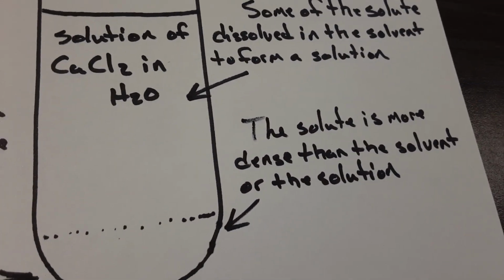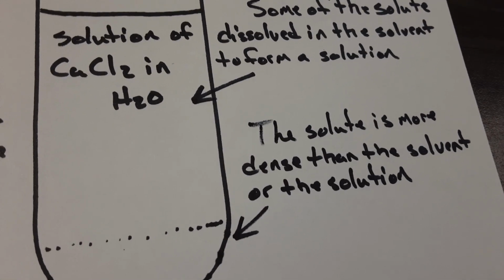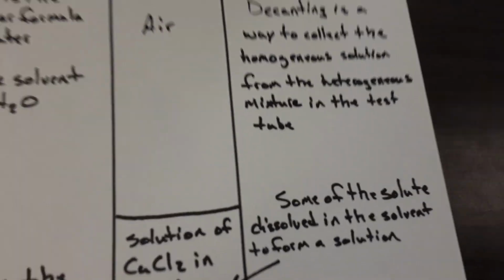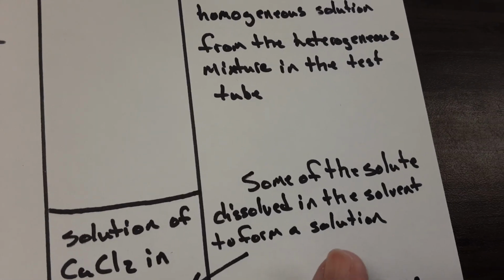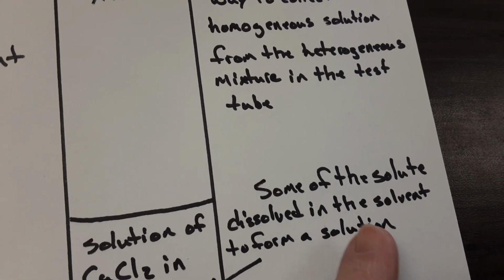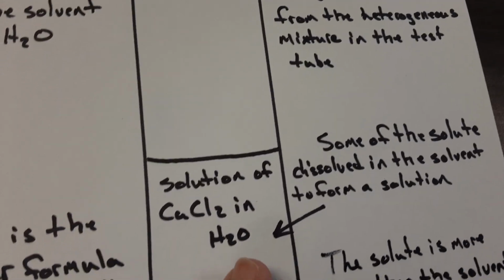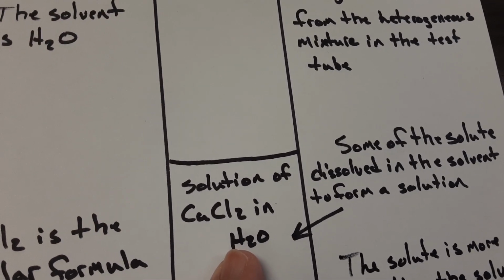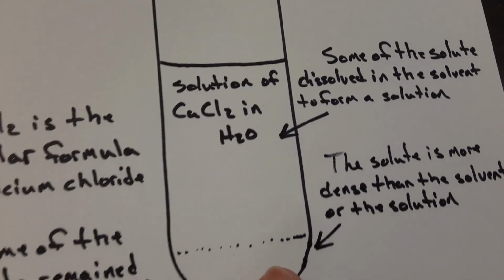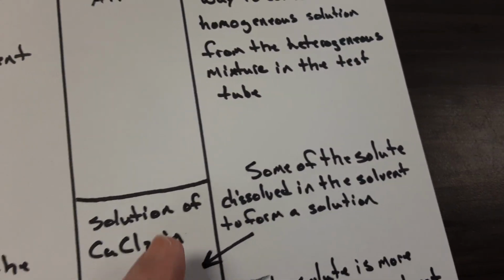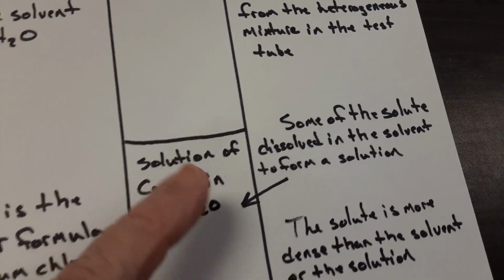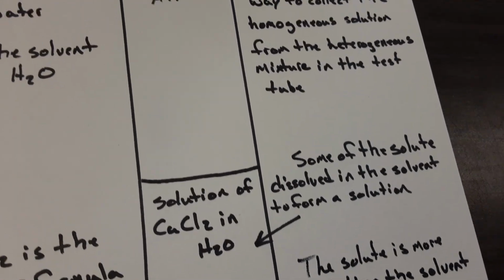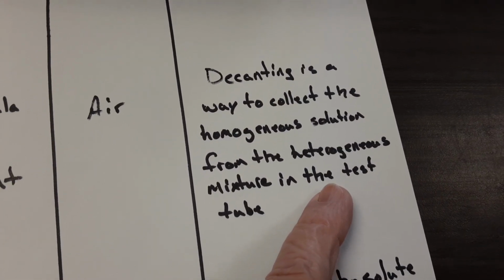The solute is more dense. Now, that's the last lesson. It's more dense than the solvent or the solution, and we know that because it went to the bottom. I'm going to set this back up here. All right. Some of the solute dissolved in the solvent to form a solution. So the solution is a combination, a mixture of calcium chloride in water. Now, since we still have the liquid here and the solid here, this is a heterogeneous mixture.